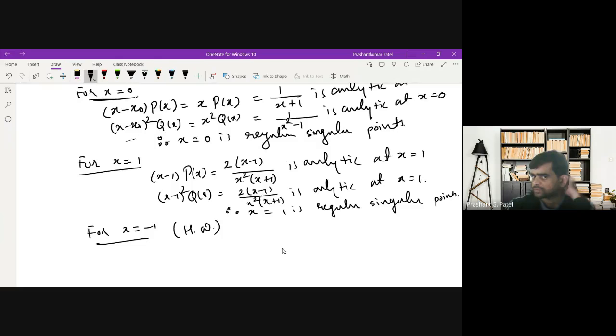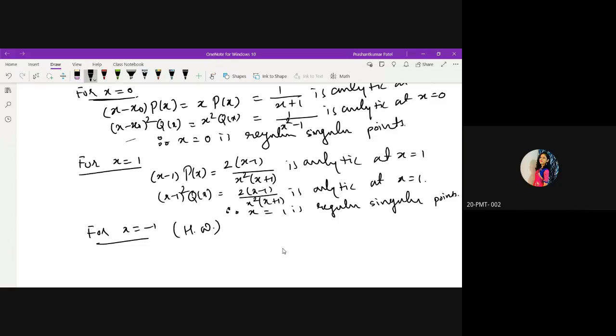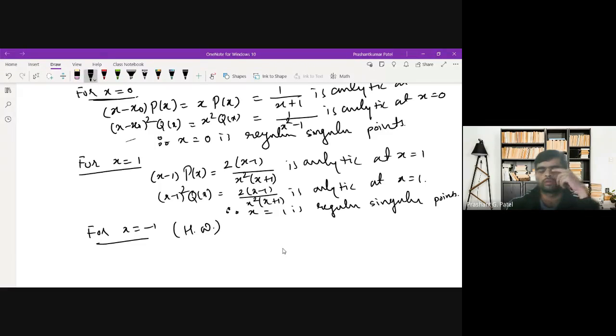What is x plus 1 p of x? It is 1 upon x, which is analytic. Yes, what do you get? So it is not a regular singular point. It is not a regular singular point. Okay, you can just check that.